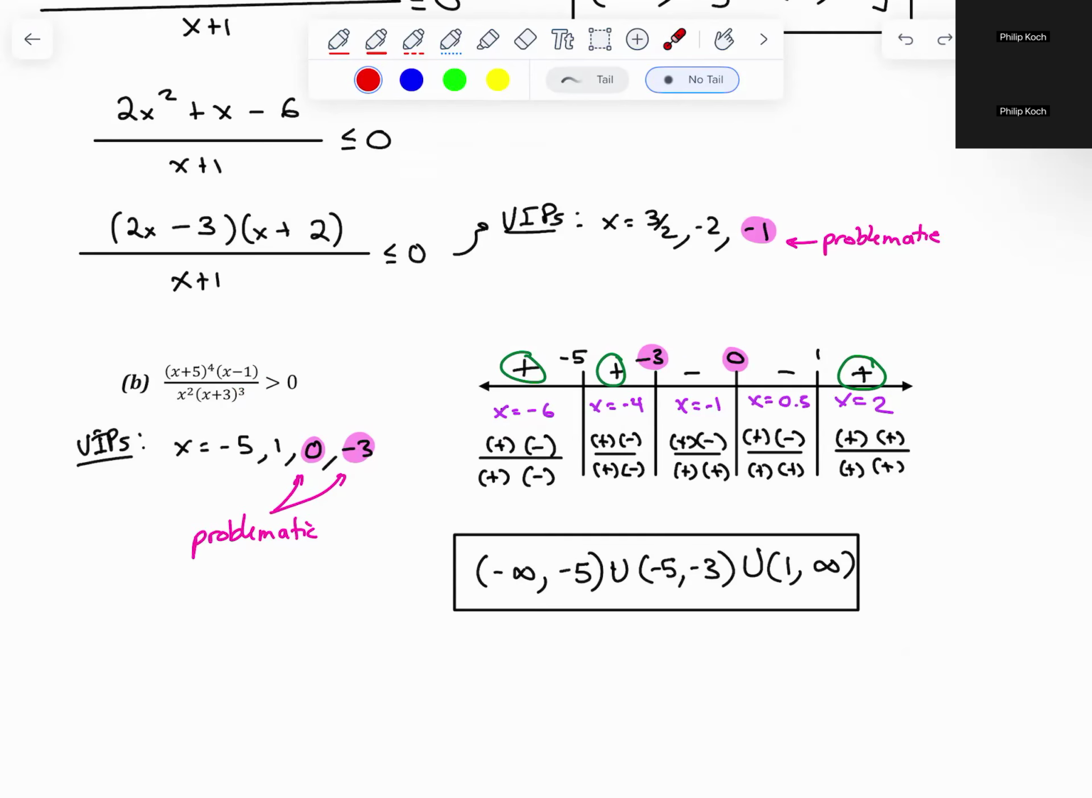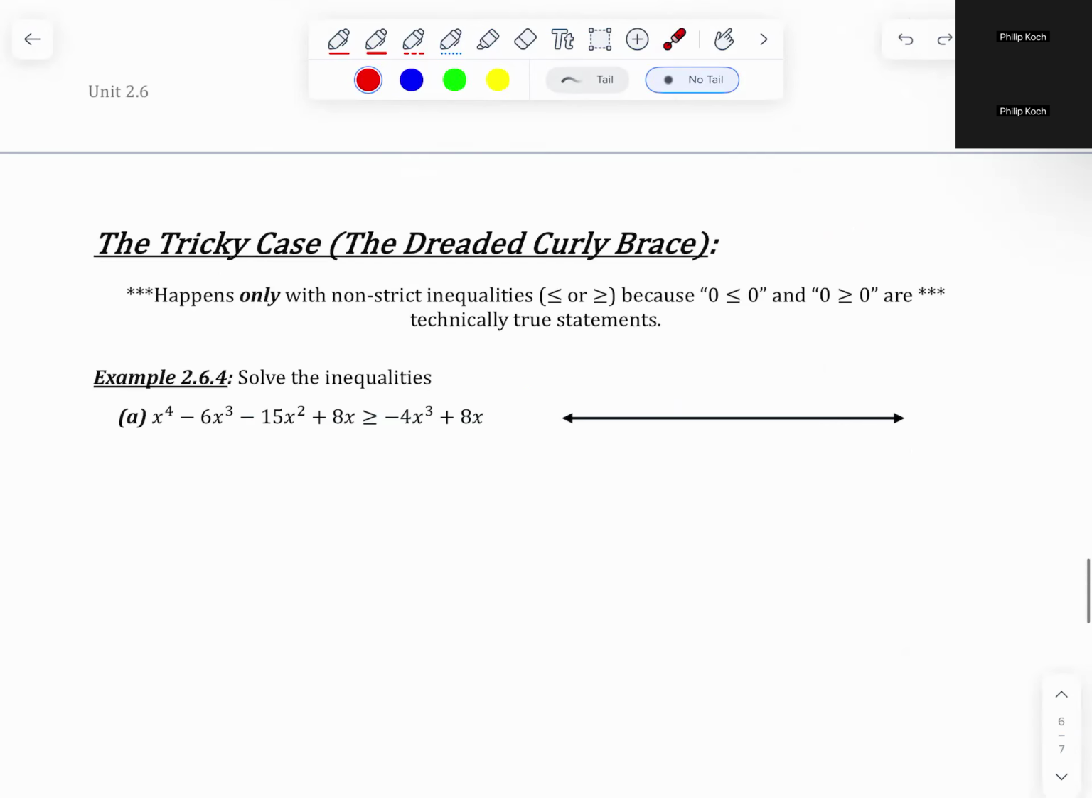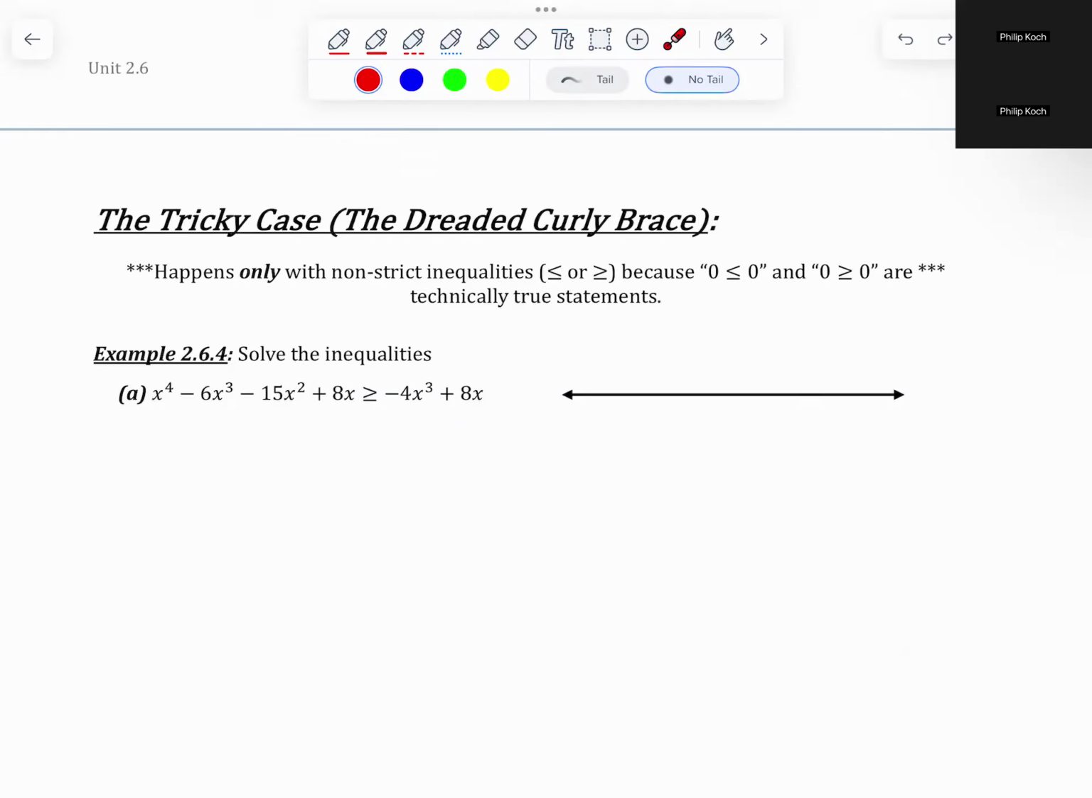So, to Connor's point, do I need to worry about the end cases? The dreaded curly brace. You'll see this and it'll make you very angry on Alex because it is such a minor nuance, but it is important to understand. The thing is, much like with the exclusions of problematic VIPs, this only happens when you have non-strict inequalities. Strict inequalities, you never have to worry about this. And it's because 0 is less than or equal to 0 and 0 is greater than or equal to 0 are technically true statements. So let's go through this one.